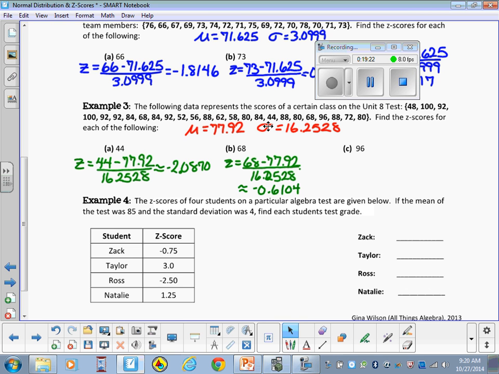Let's take a look at how the 96 did. 96 minus the mean divided by the standard deviation. So 1.1124. So this person was a little more than a full standard deviation above the mean.